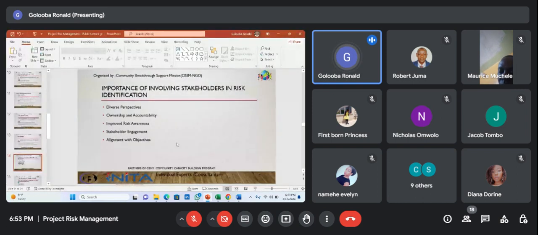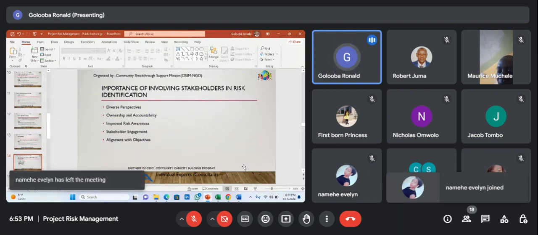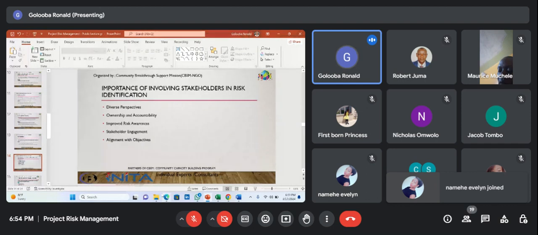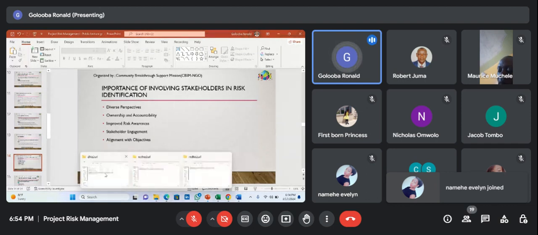While we prepare for the questions and answers, I wanted to look for that sample risk register such that members can be able to track.